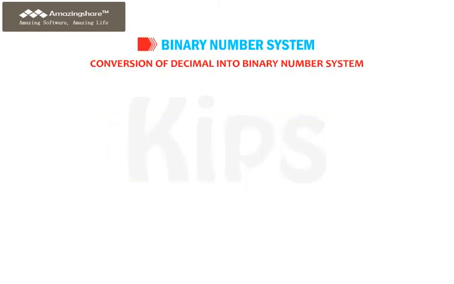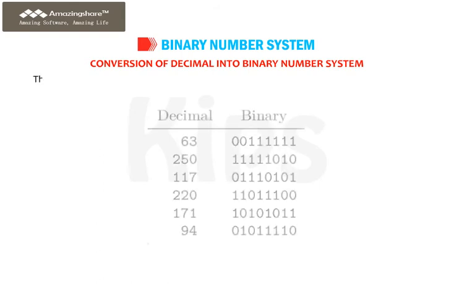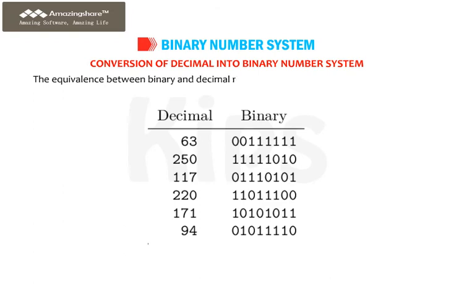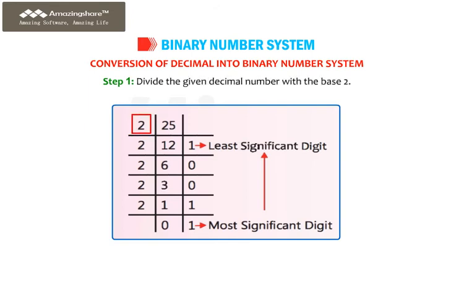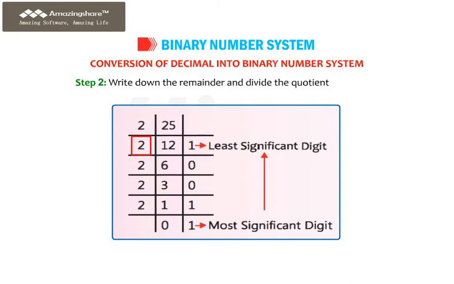Okay, now let us find out how the decimal number is converted into binary system. The equivalence between binary and decimal numbers can be understood with the given examples. To convert a decimal number into a binary number, follow the given rules. Step 1. Divide the given decimal number by the base 2. Step 2. Write down the remainder and divide the quotient again by 2.